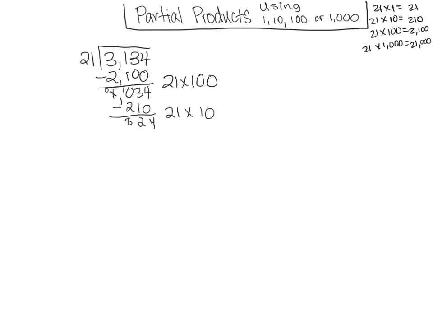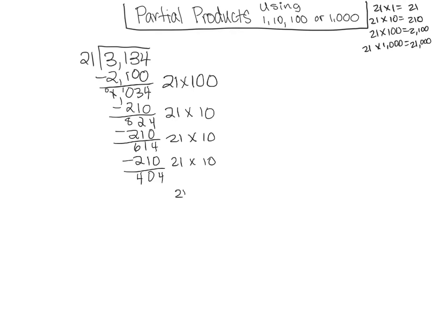So again, I go back to my divisor, 21 times 10. I'm going to subtract 210 again. 4 minus 0 is 4, 2 minus 1 is 1, and 8 minus 2 is 6. I'll repeat those steps again, 21 times 10, and that's again 210, which I will subtract. 4 minus 0 is 4, 1 minus 1 is 0, 6 minus 2 is 4.